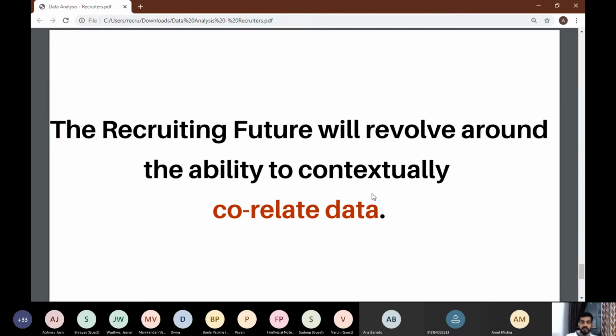This will give me 70% data. Oh, this is gray data. Because from the search itself, I know what kind of data I'm going to get. I need not go look at the data. So can you do that? Can you contextually correlate data?